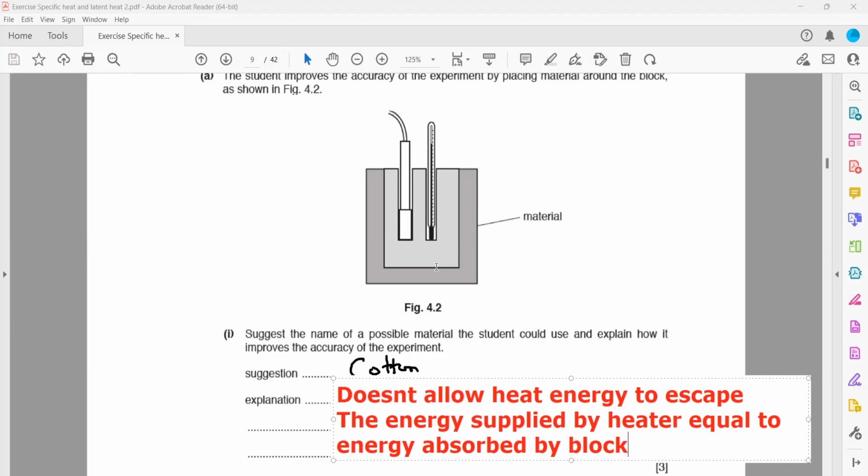Is it clear to everyone? Yes, sir. Yes, sir. Sir, can we say copper or no?